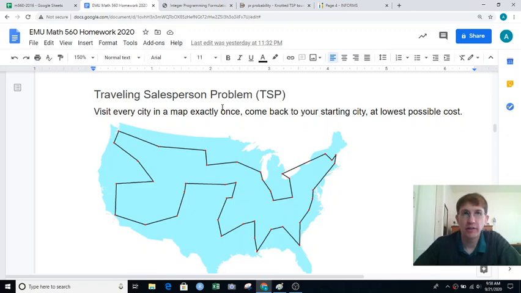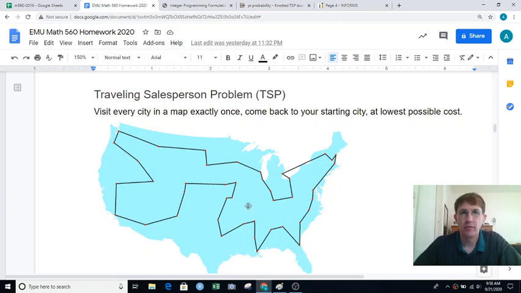Let's talk about the Traveling Salesperson Problem, or TSP. The basic problem is, given a map with some cities on it, visit every city exactly once and come back to your starting city at the lowest possible cost. Cost could be distance, it could be time taken to drive from a city to a city or fly, it could be fuel spent, it could be some combination of those things.